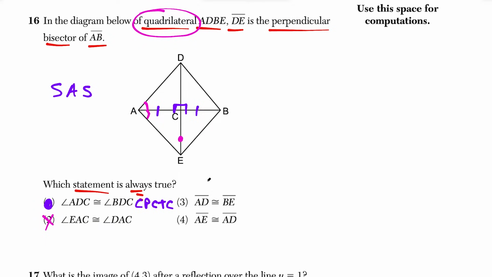So now we move on to choice 3 here, and let's see. AD is congruent to BE. Well, opposite sides of a quadrilateral are congruent when you have a parallelogram. But once again, this is not necessarily a parallelogram. Once again, we could move this up, and if we move this up, this is going to change the length of BE, and then these two sides here would no longer be congruent. So that's why choice 3 is out.